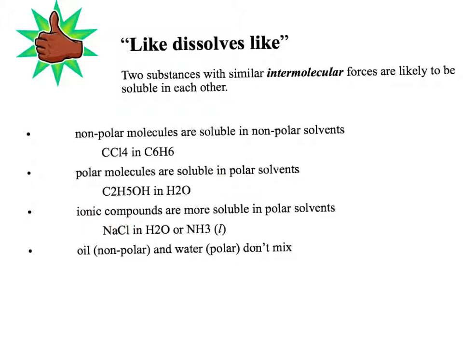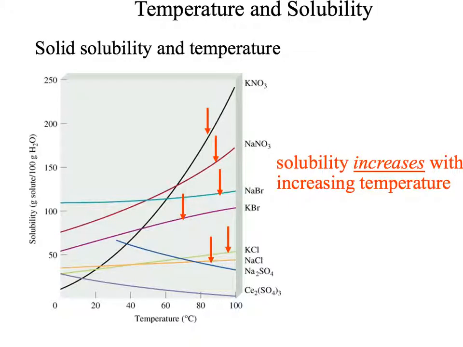Also, ionic compounds usually are more soluble than polar. Think about adding salt and water, they combine very easily. The main one to see is if you have oil and water, think about oil and vinegar in your dressing, they don't mix properly.